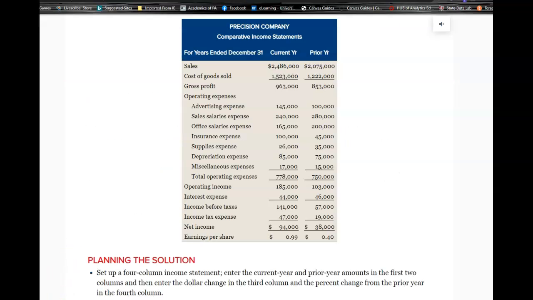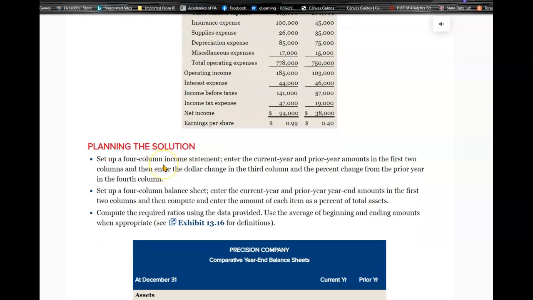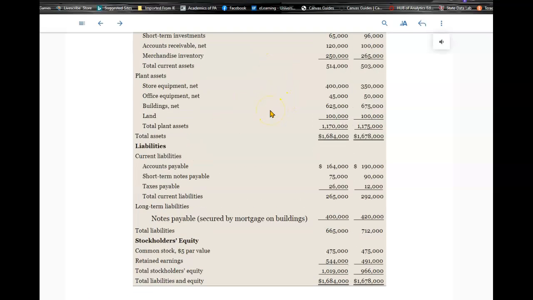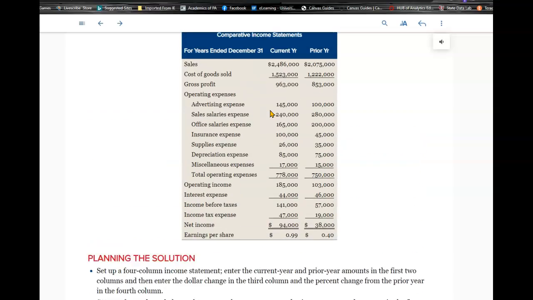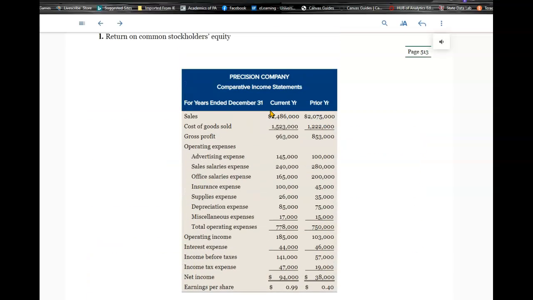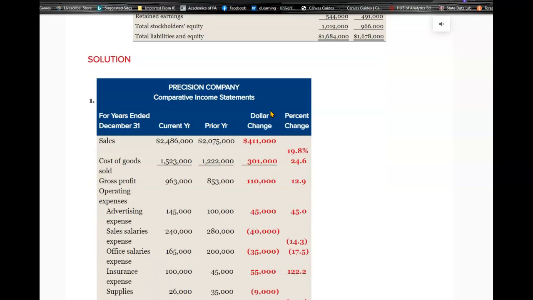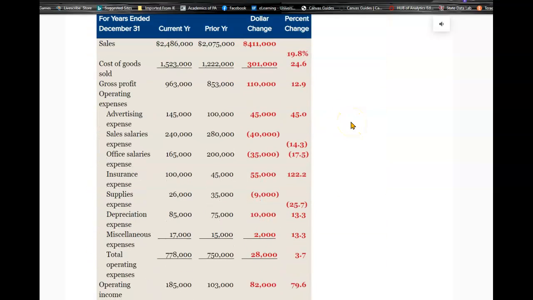So we'll take a look at the information that's been provided to us. They've given us comparative income statements here for the current year and the prior year. And they've also given us comparative balance sheets for prior year and current year. And you'll have to scroll all the way down. Okay, so the first thing they're going to want you to do is we're going to set up the change.